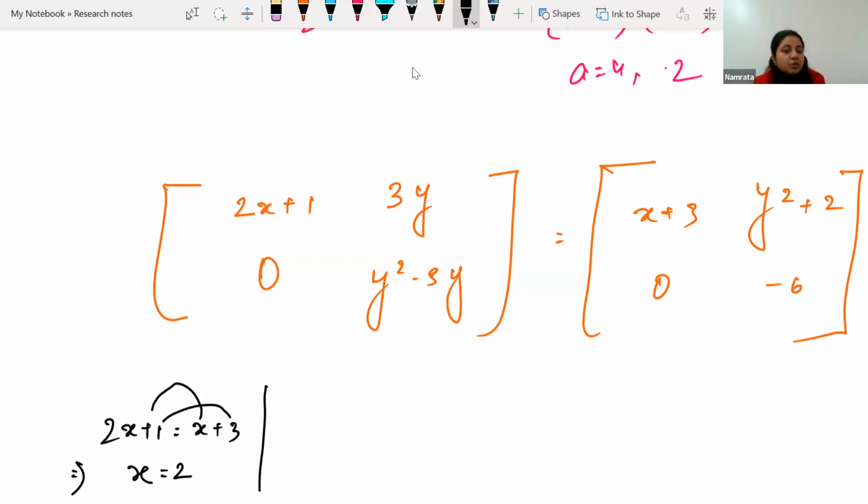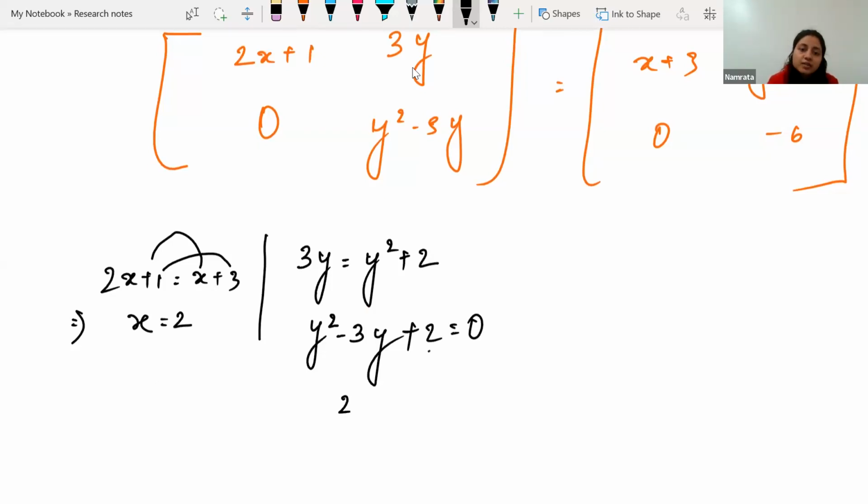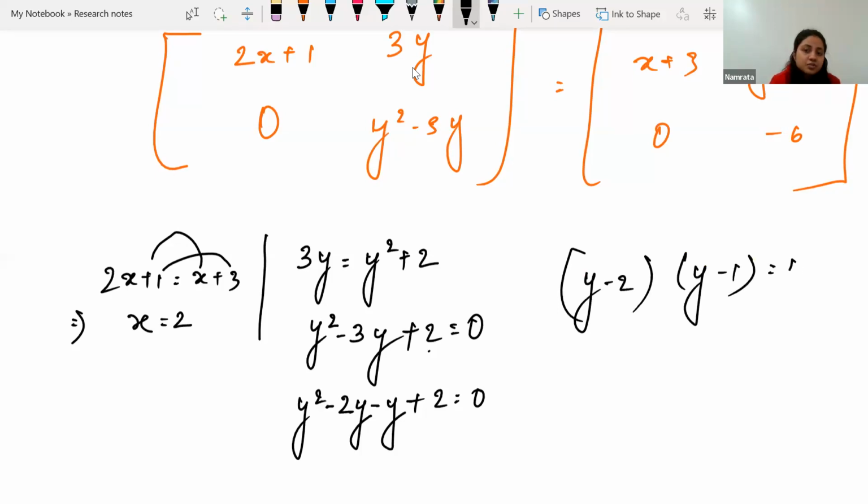Quickly I'm doing this because this type of equation is a very simple equation. You will also be able to do it quickly. Now the next comparison we'll be doing is 3y is equal to y square plus 2. Here you can see we are getting a quadratic equation, y square minus 3y plus 2 is equal to 0. Splitting the middle term, 2 is 1 times 2, so I can see 2y minus y is making minus 3y. Let's find the value. So (y minus 2)(y minus 1) is equal to 0. So y value is either 2 or 1.